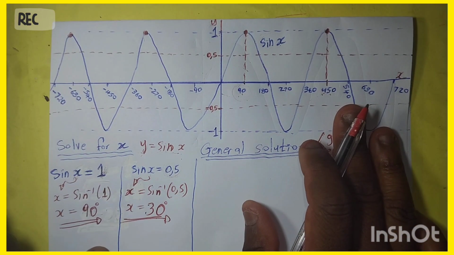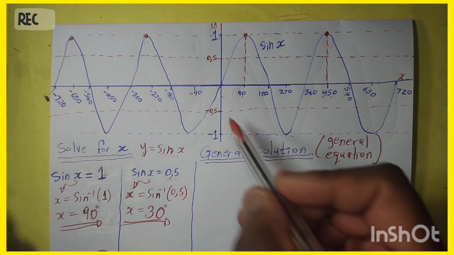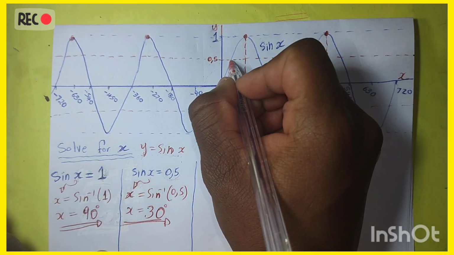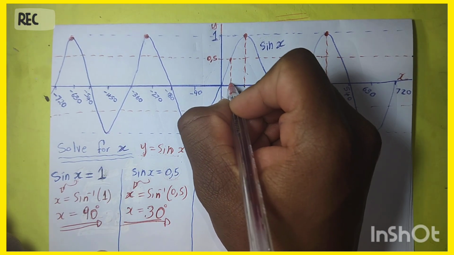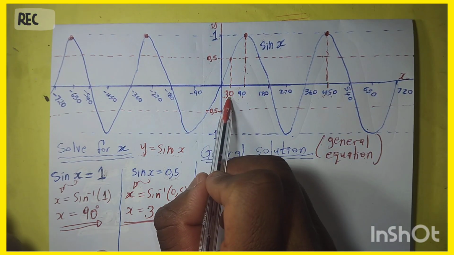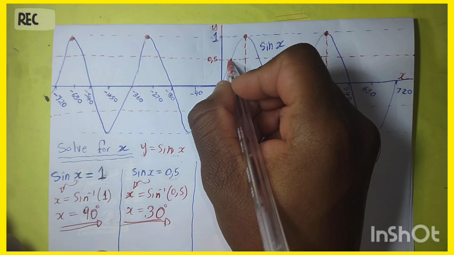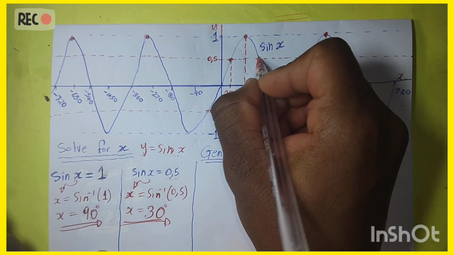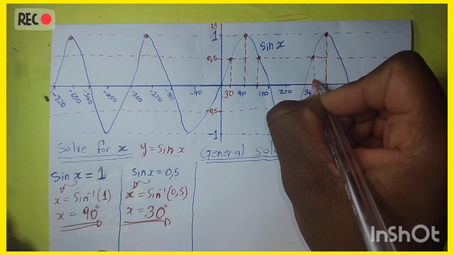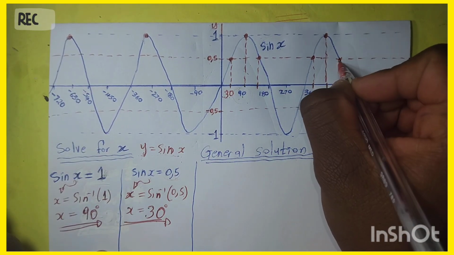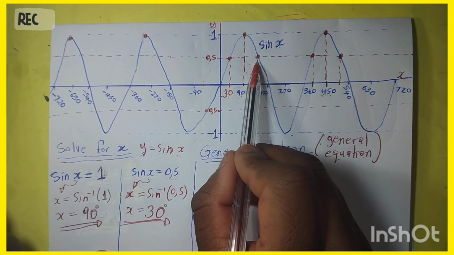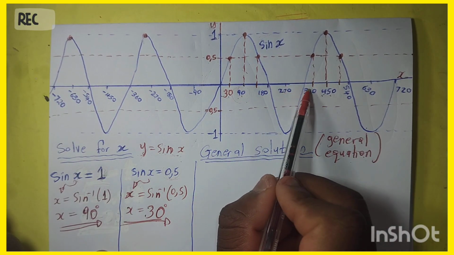So let's go to our graph and try to read this. When the y value is 0.5, the graph will be reading 30 degrees here. But at the same time, this graph will also have this value here, and that value here, and that value here. And those values, I don't know them. Do you see this value? I don't know the values which are there.